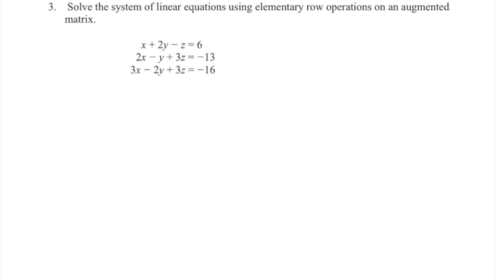Question 3, we're going to solve, again, a system of equations involving 3 variables. But this time we're not going to use the elimination method. We're going to use what we learned in section 6.3 called elementary row operations using an augmented matrix. So the first step here would be to create the augmented matrix.